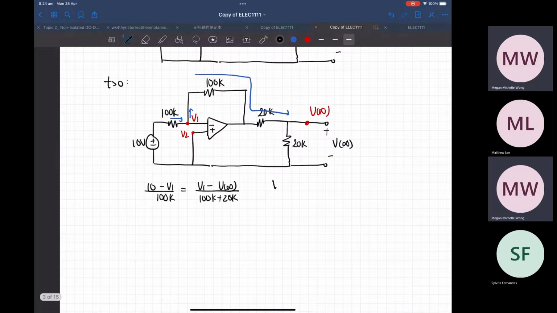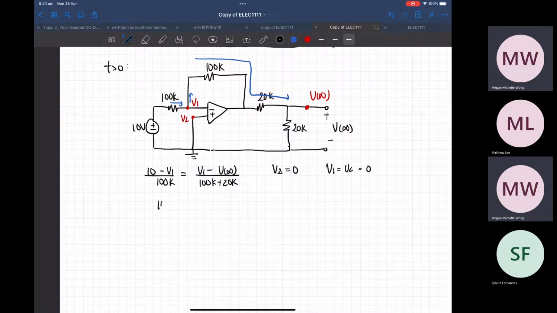And then V2 is just 0 because it's attached to ground. And V1 is equal to V2, so they're both 0. So what you get in here is 10 over 100K equal to V1 minus V infinity over 120K. Oops, this is 0.